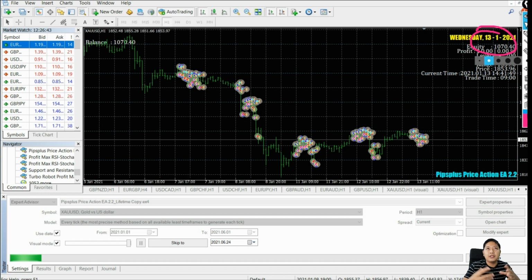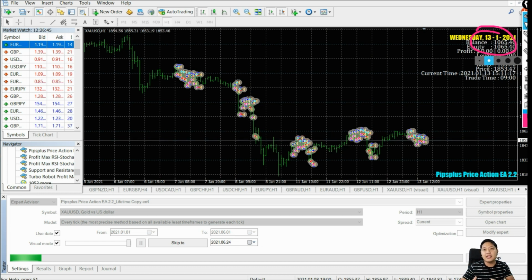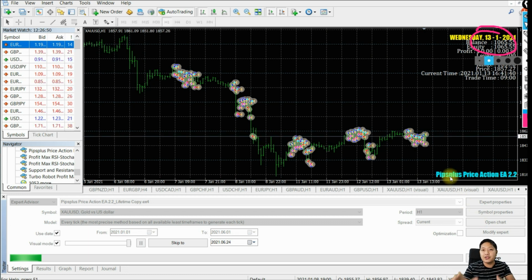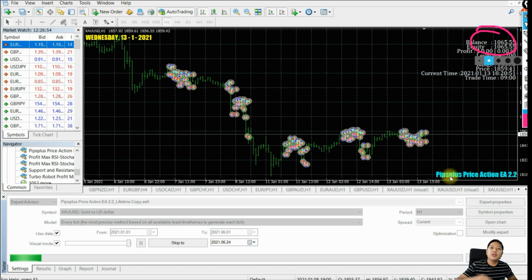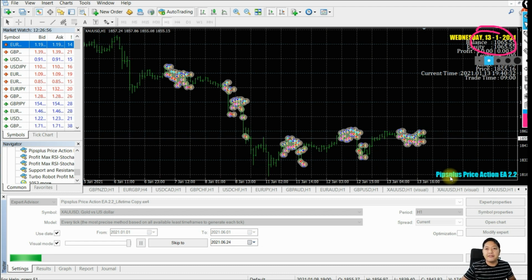So you can try this EA on your broker and see how it works first. Make sure you run this in demo first. If you're okay with the settings, only then run this with your live trading account.